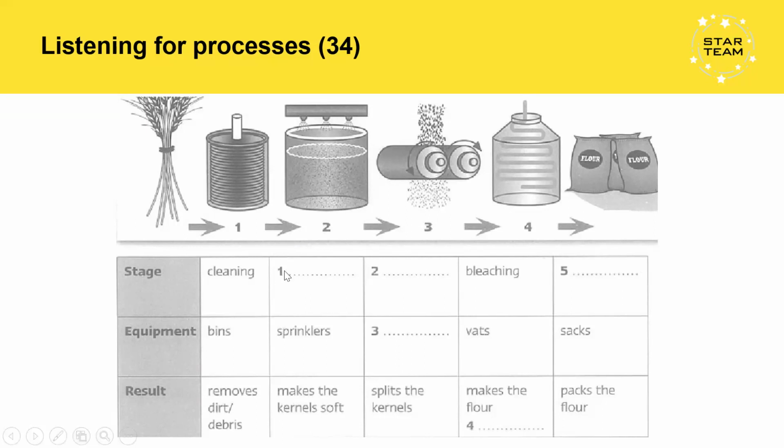Вы смотрите, первое вот это изучаете stage, equipment, да, оборудование, result, да, уже что-то понятно. Stage cleaning, second, third, bleaching, выбеливание, and 5. Equipment, beans, sprinkles, vats, sacks. В результате, вот cleaning использовали beans, в результате removes dirt or debris. И вот так вот быстро анализируйте.